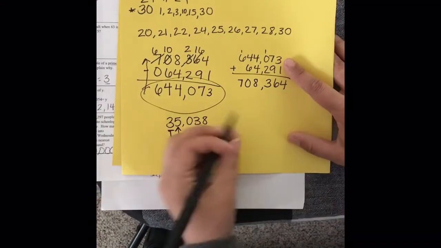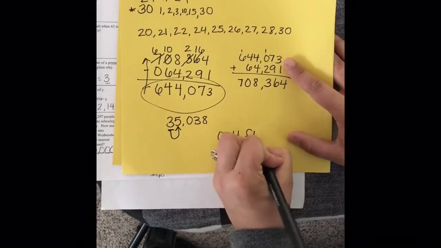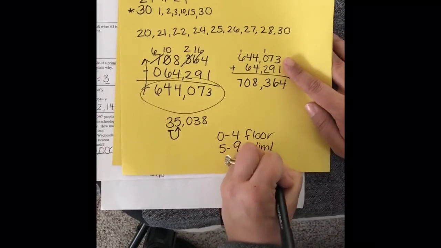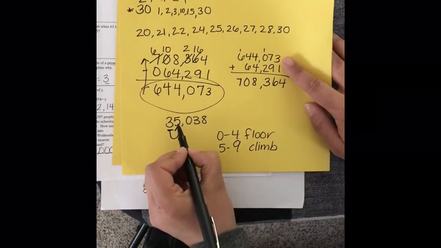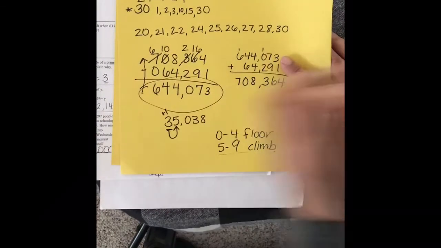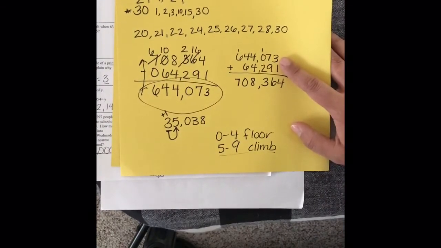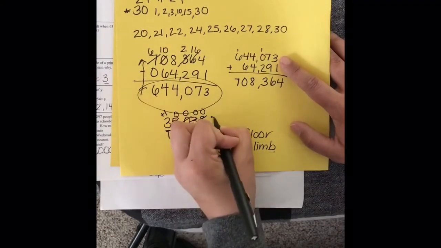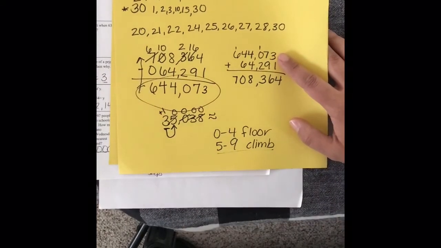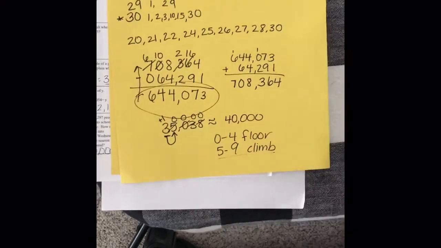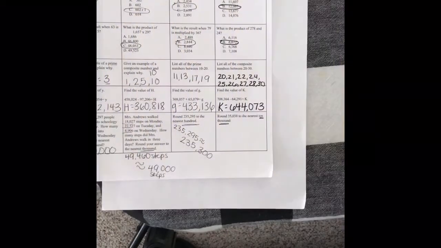0 to 4, stay on the floor. 5 to 9, we're gonna climb that vine. So I have a 5, which means it's between 5 and 9. So that 10,000 is gonna climb, it's gonna get bigger. All the ones after it become zeros. So 35,038 is approximately 40,000. Okay?